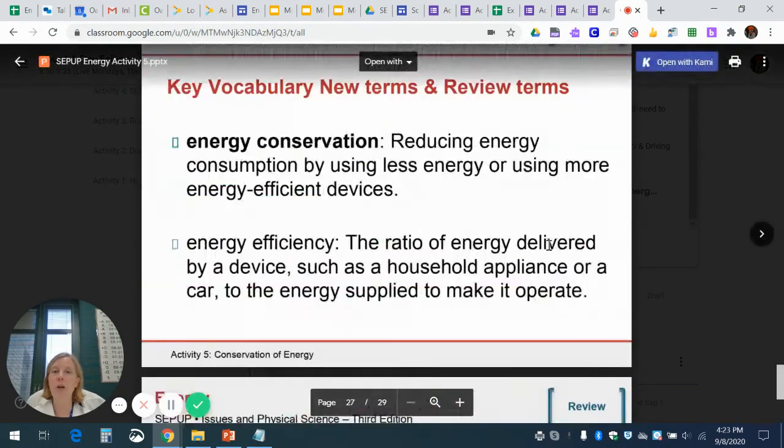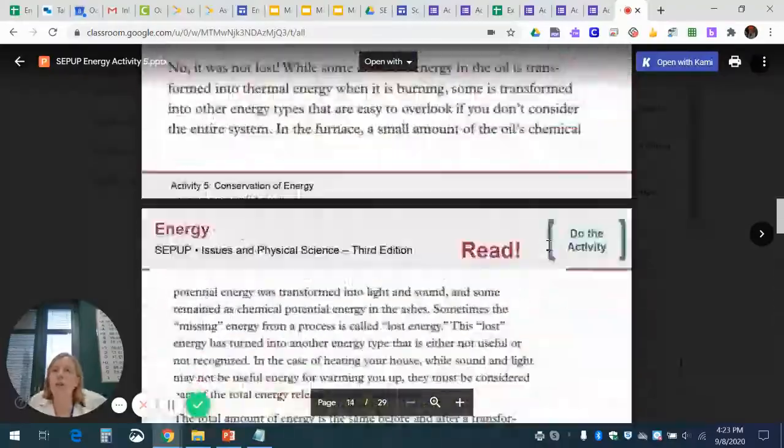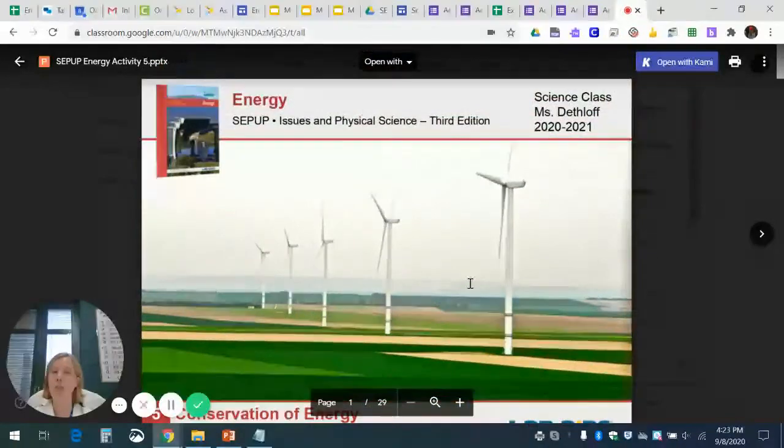So that's a little bit about activity 5. So the reading and going through the different questions. Please make sure you have this all done before you come to the live class on Thursday.